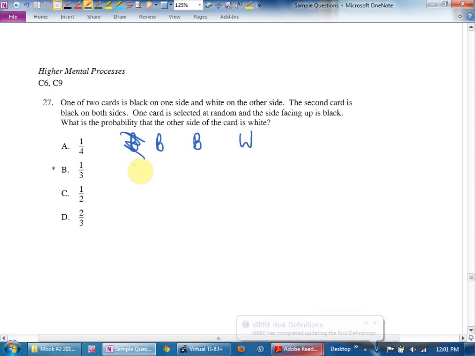From January 2008. Sorry, which one? Number 8 on the non-calc?